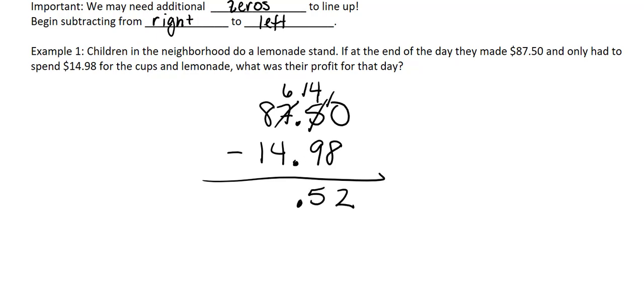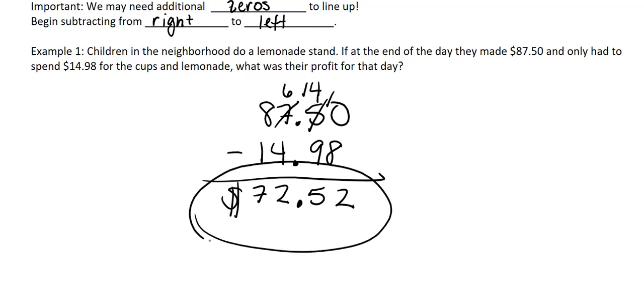Then we bring down that decimal straight down. 6 minus 4 is 2. 8 minus 1 is 7. So what was their actual profit? $72.52. Now let's go ahead and look at the next example.